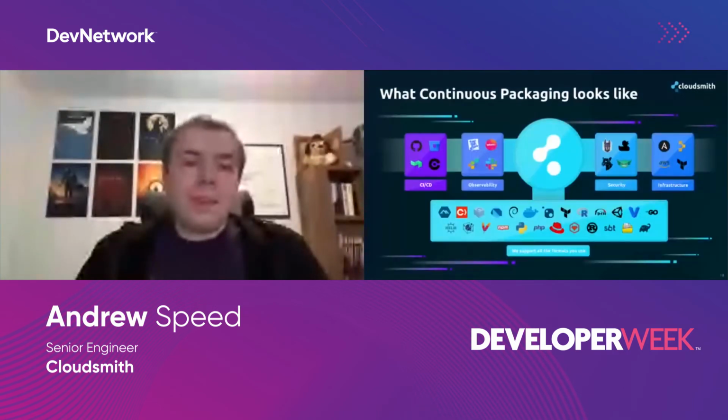So continuous packaging needs to be incredibly flexible because all of our CI and CD pipelines are incredibly different. Whether that's using a software as a service CI like CircleCI or GitHub Actions, or an on-premise instance like Jenkins, for example, Cloudsmith supports them all. Additionally, supporting package formats is incredibly important. It's no good if your package service doesn't support the package formats that you're actually developing in.